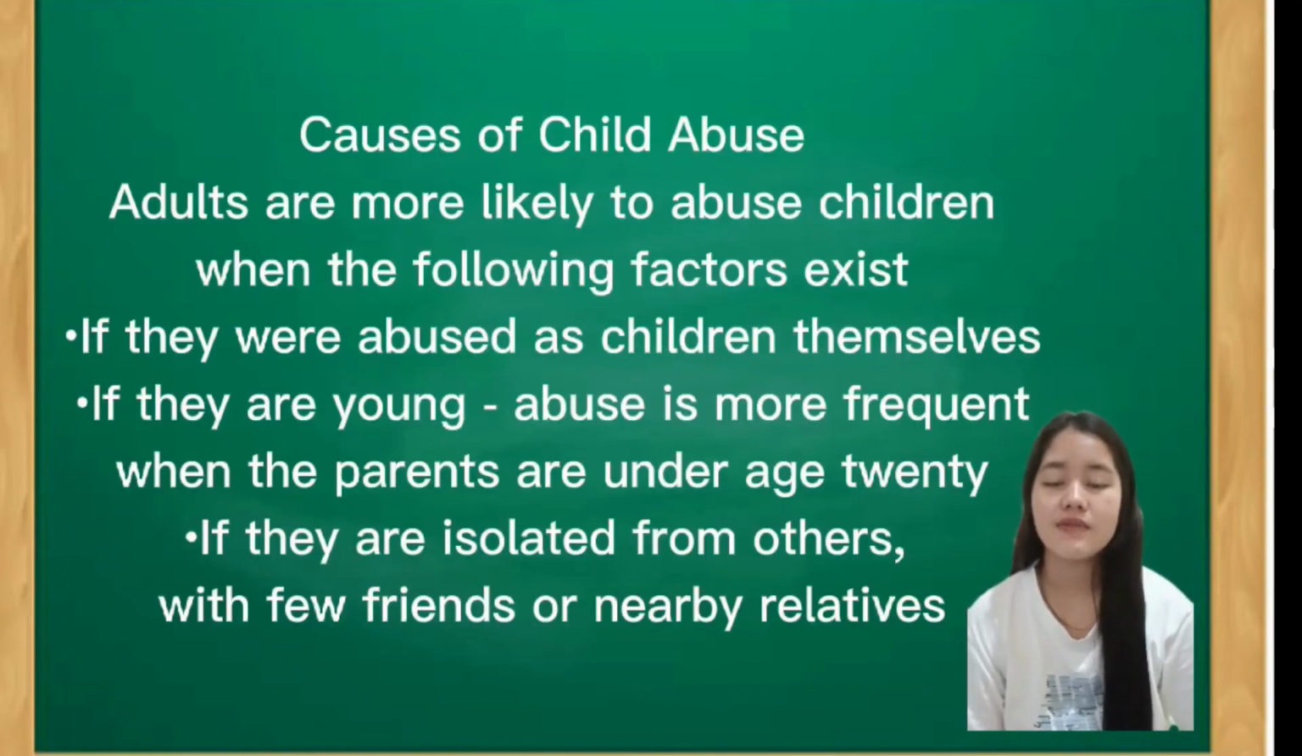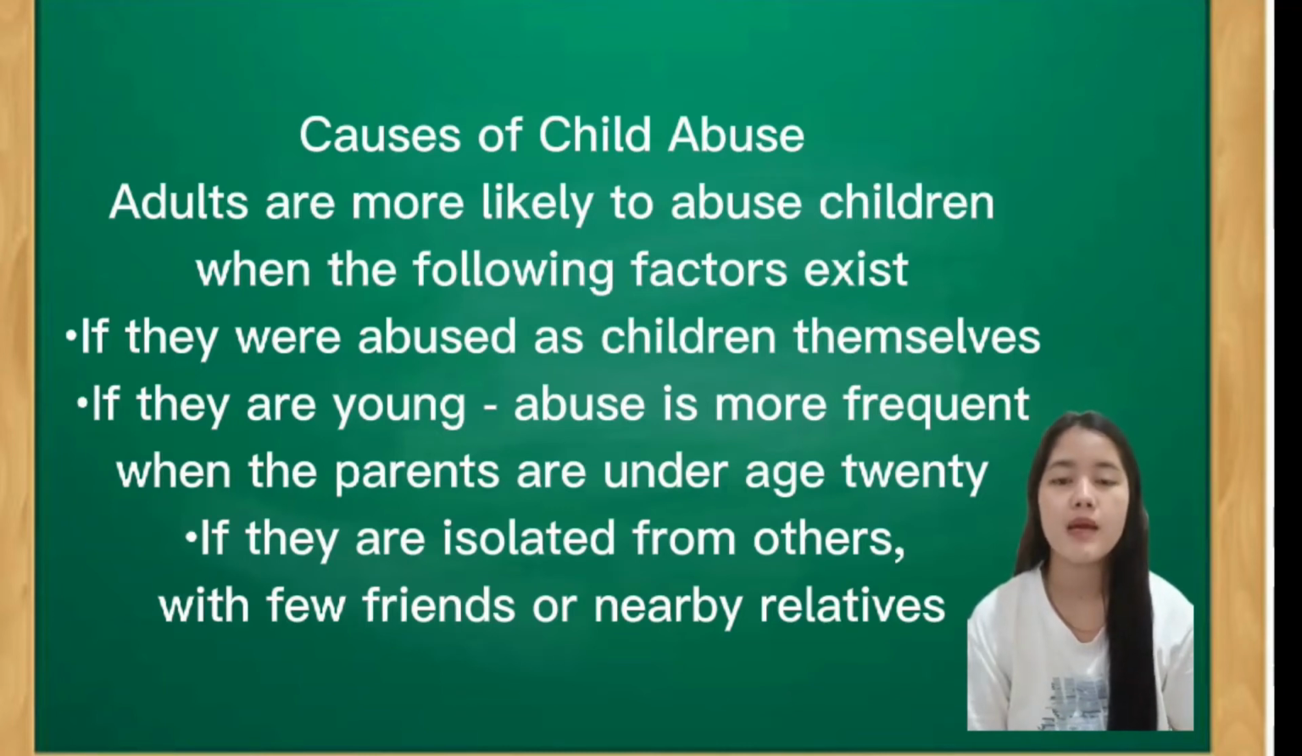So there are causes of child abuse. Although it is often believed that most child abusers are poor, uneducated, or emotionally disturbed, this is not true. Studies show that only 1 in 10 abusers can be classified as disturbed. Most abusers are not very different from any other parents. They love their children and want what is best for them. But something happened to trigger abuse.